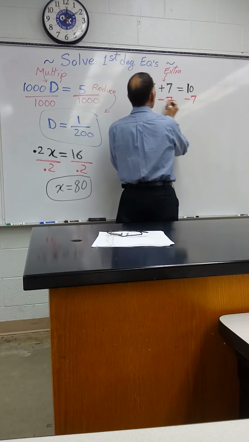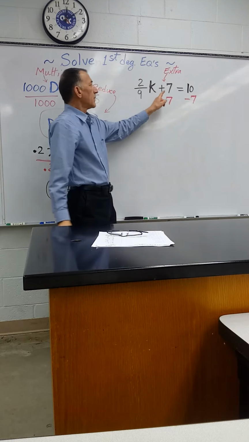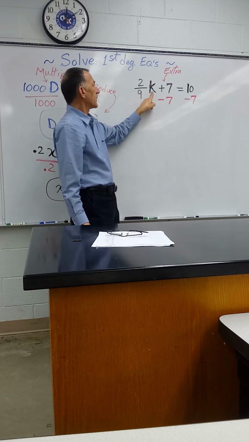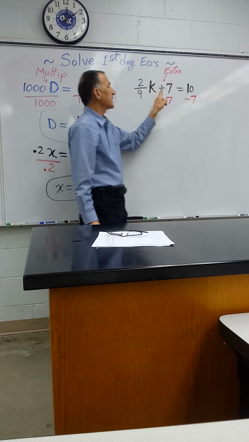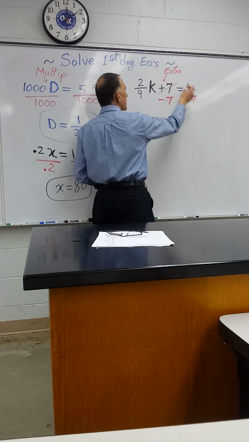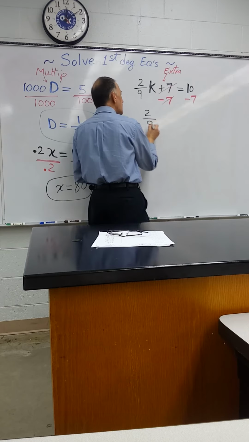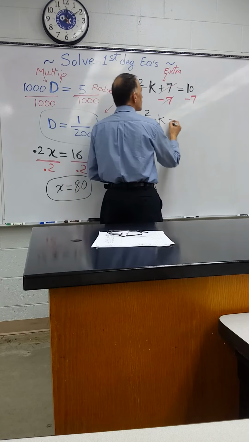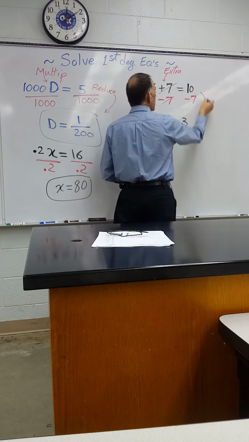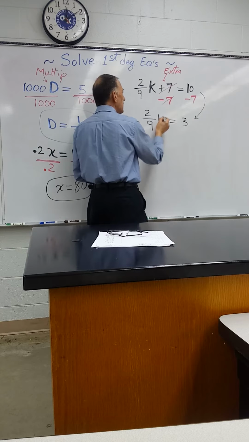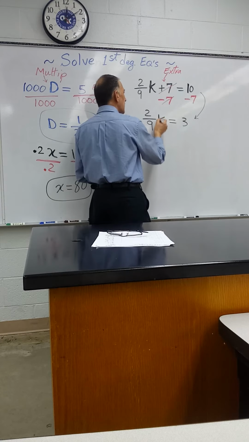You keep the term with the k and get rid of 7. So now we have 0 here, and that gives you 2/9 of k equal to 3. Do the math on the other side and you get 3. Now you have a single term.